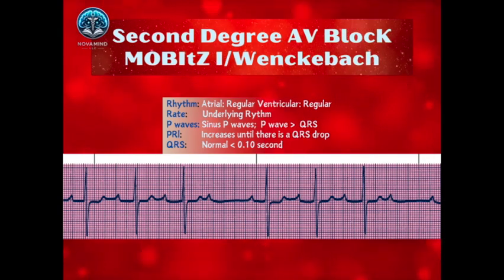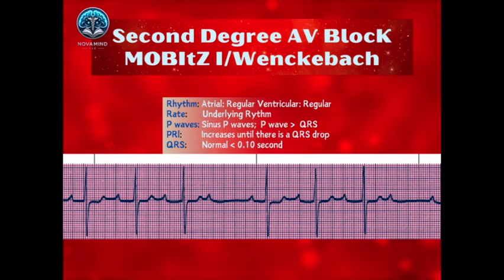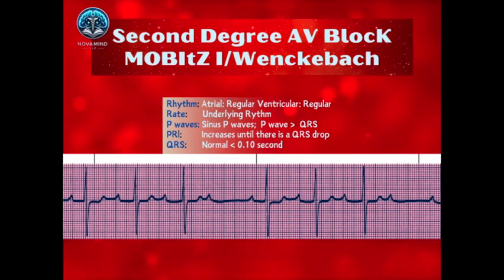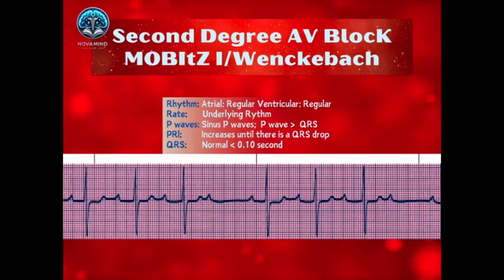Next is rate. The atrial rate, P waves, is typically normal, but the ventricular rate, QRS complexes, may be slower due to the drop beats. Since not every atrial impulse makes it through the AV node to cause a ventricular contraction, the ventricular rate will be lower than the atrial rate.